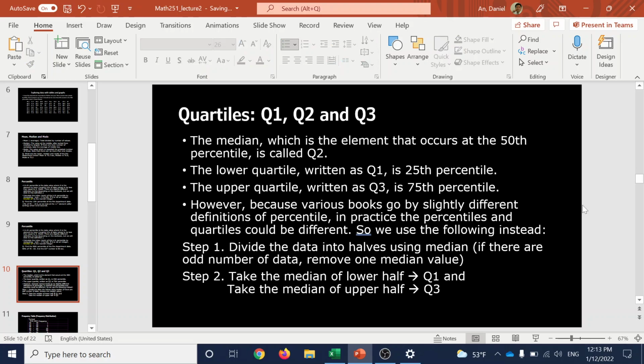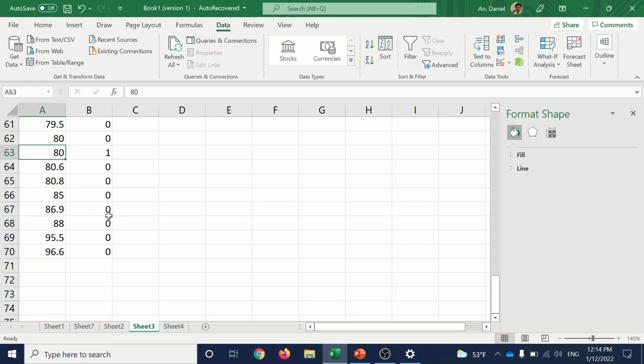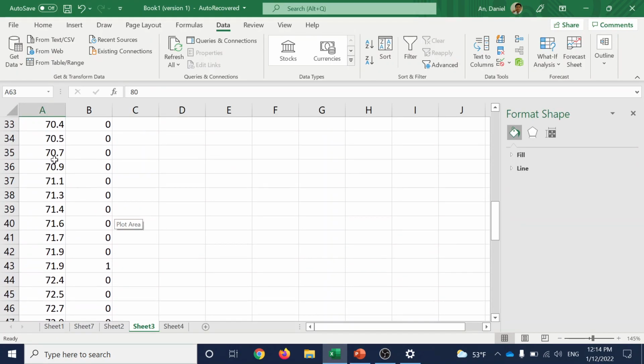Now, because the definition of percentile is slightly different, although percentiles and quartiles give you about the same number, sometimes it's slightly different. For our example, the 50th percentile will be exactly at half, which is 35. So the number that appears at the 35th one would be 70.7. But remember, what was the median? The median was 70.8, right? So there's a slight difference between the two definitions.